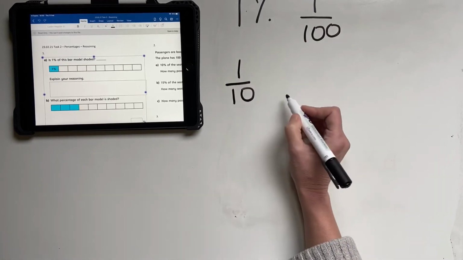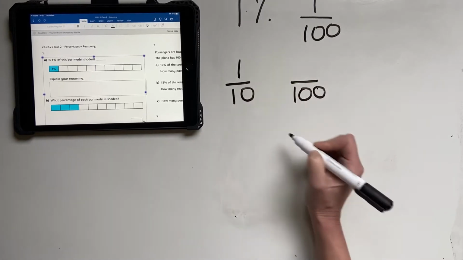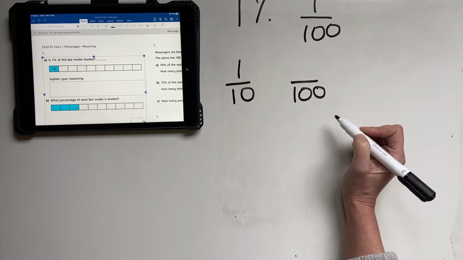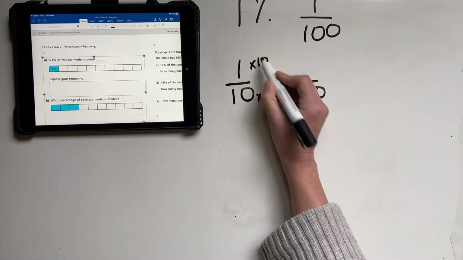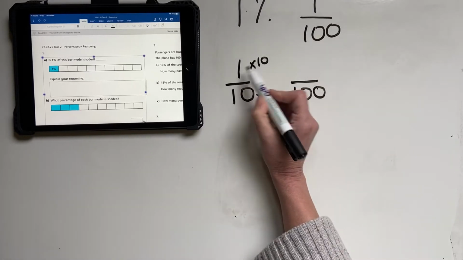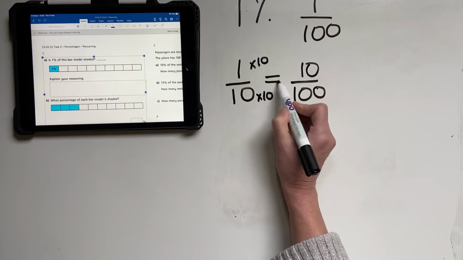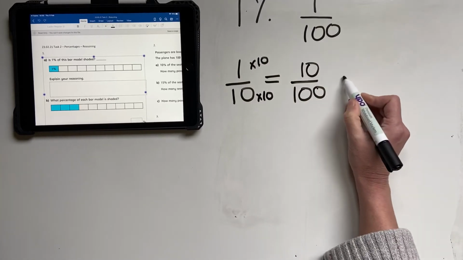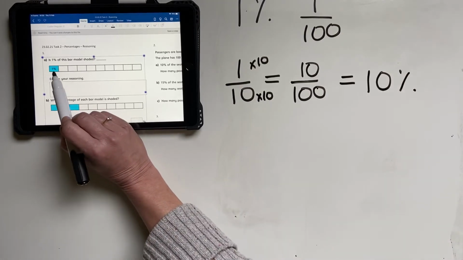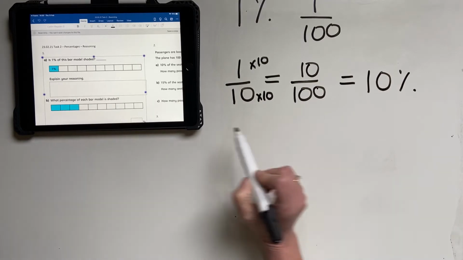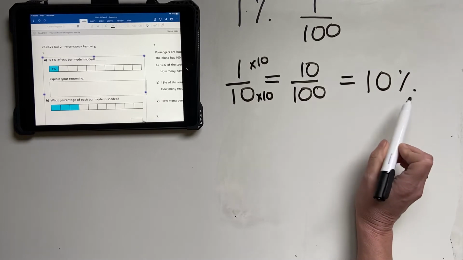What we need to do is we need to find the equivalent fraction of a hundredth. What is 1/10 in hundredths? So what do we do to the 10? To make it into 100, we times it by 10, and then remember to times the numerator by 10. So 1 times 10 is 10, 10 times 10 is 100. So 1/10 is the equivalent to 10 hundredths, which is the equivalent to 10%. So is 1% shaded? No, it's actually 1/10 is shaded, and 1/10 is 10%.